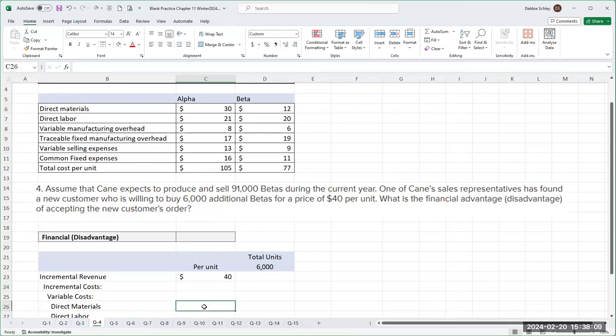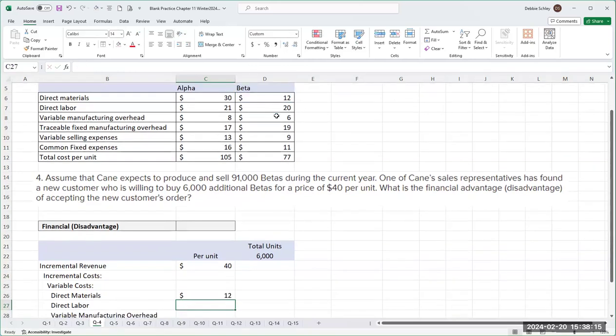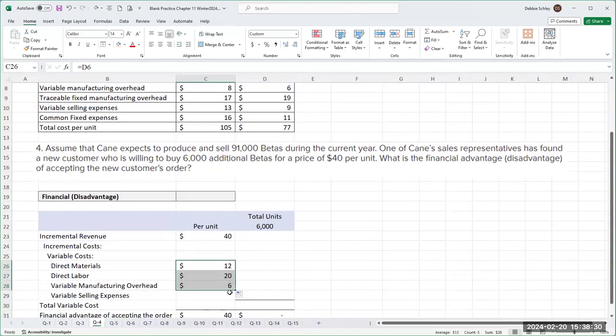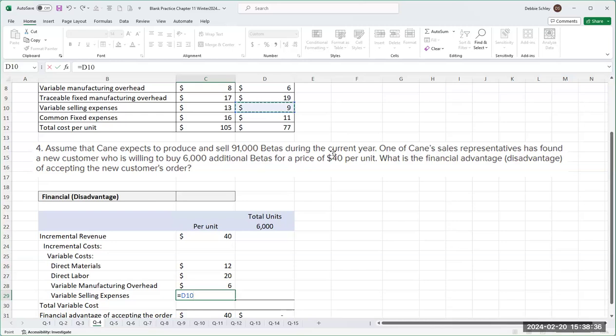So now I need my beta numbers, right? So my direct materials for beta are 12. And because these are all lined up, I can drag down to variable manufacturing overhead, right? I got my 12, my 20, and my 6. And then I need to skip and do my variable selling expenses, right? Because we're all the way to getting it sold to the customer.